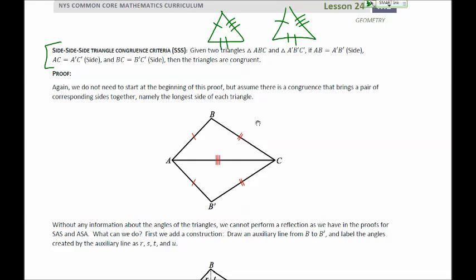The proof of this, again, we don't start at the very beginning of the proof, but we do some translations and rotations to get them into this configuration. And then we do reflect over AC just like before, and we prove that B prime is going to line up perfectly on B. In other words, that these two triangles will have to be congruent if we have the side configuration.